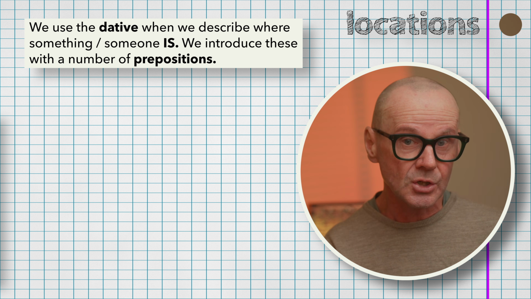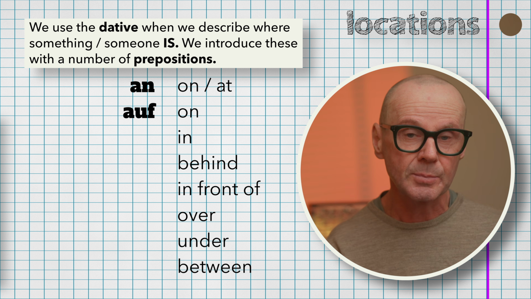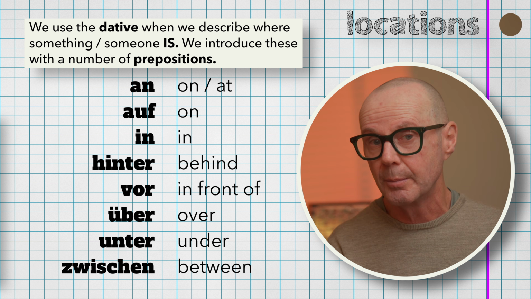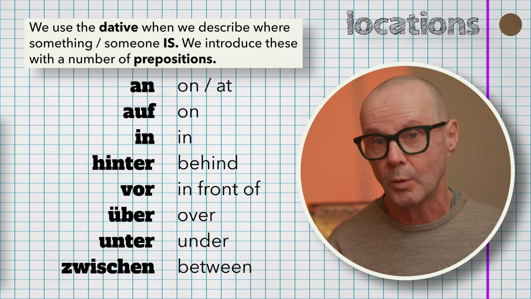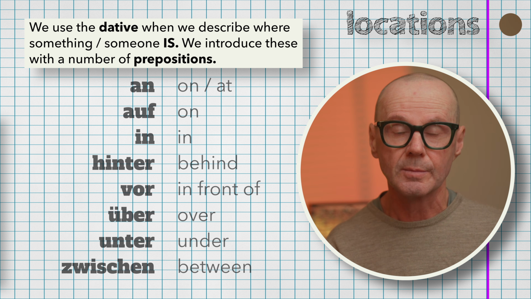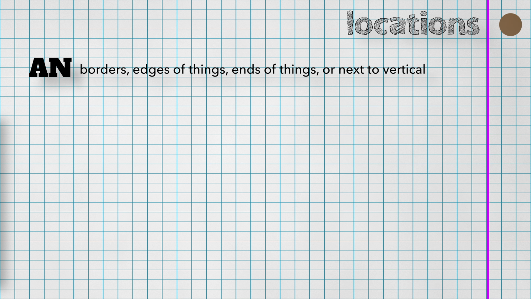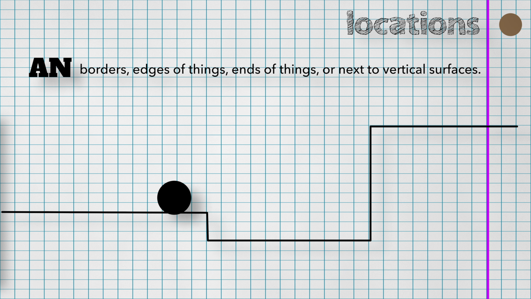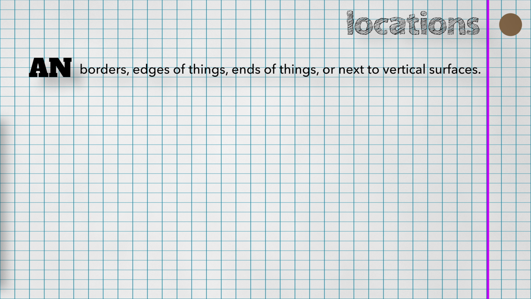And just like in English, there are a lot of prepositions that help us to describe any location we might want to come up with. Let's list them and what we use them for. First up, we've got an. This mostly gets used for locations that are either at the end of something or the edge of something, or up against a vertical surface. This gives us examples like these.